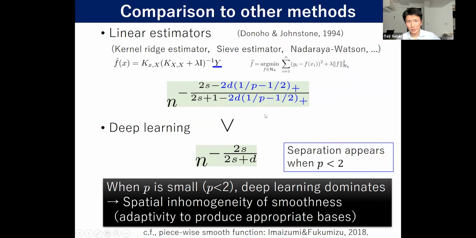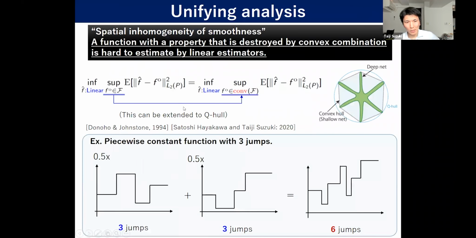So here's the comparison. As long as you are using linear estimators, the estimation error is lower bounded by this quantity. But on the other hand, if you use deep learning, you get this nearly minimax optimal rate. If p is small, this difference is significant because this term is non-negligible. So the rate of convergence for the linear estimators can be slower than deep learning. This is because of the adaptivity of deep neural networks.